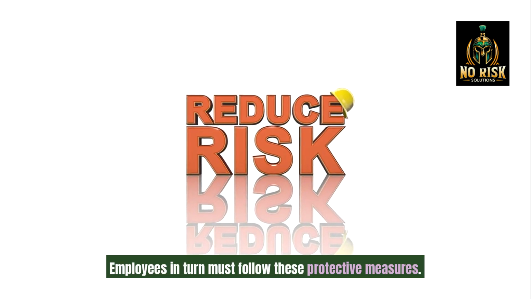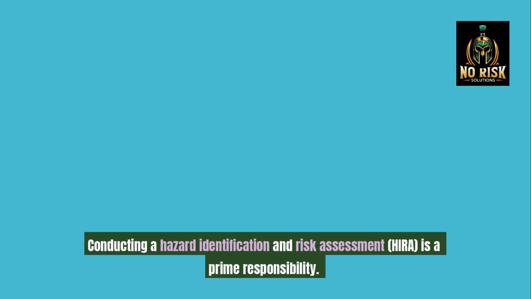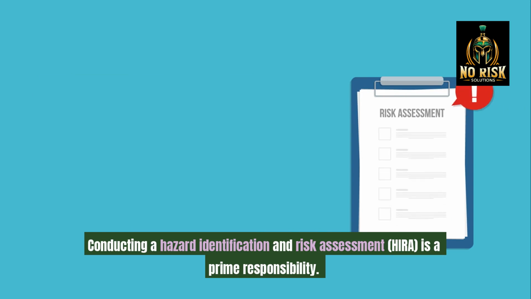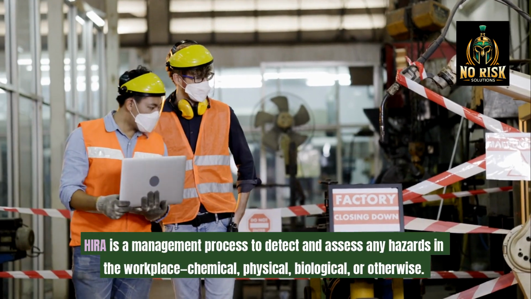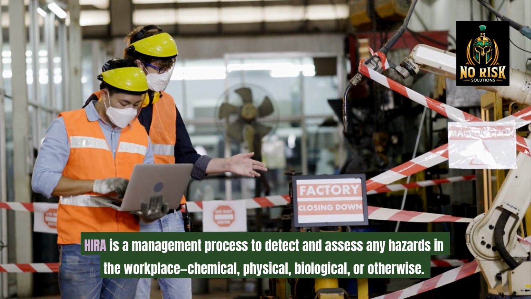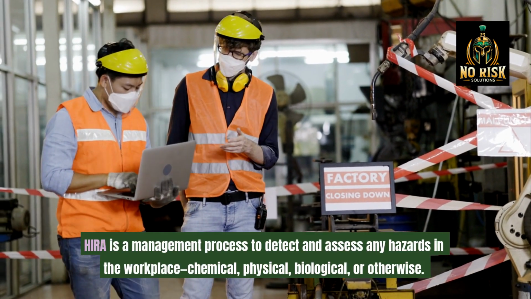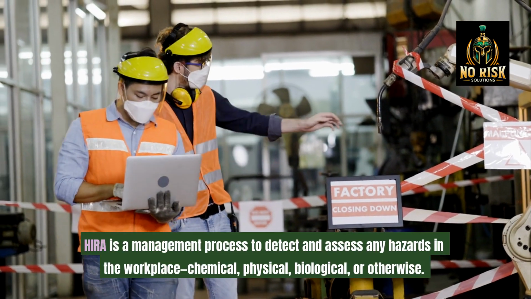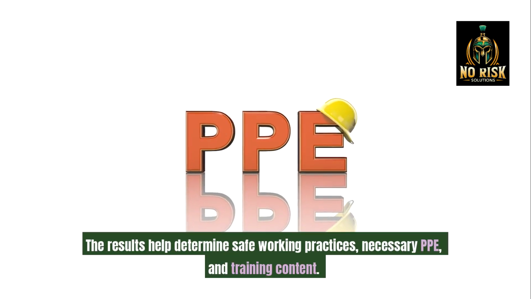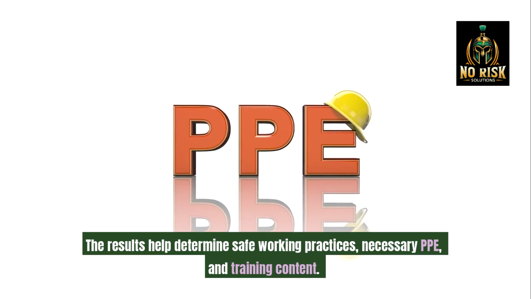Employees, in turn, must follow these protective measures. Conducting a hazard identification and risk assessment, HIRA, is a prime responsibility. HIRA is a management process to detect and assess any hazards in the workplace, chemical, physical, biological, or otherwise. The results help determine safe working practices, necessary PPE, and training content.